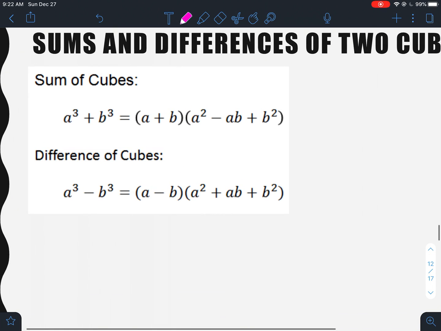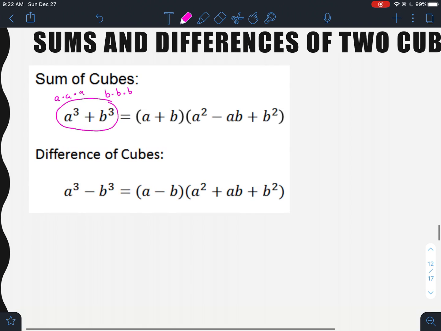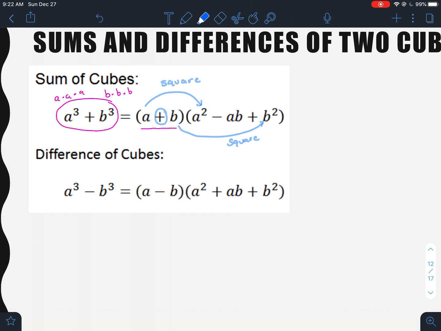All right. So here are the formulas for the sums and differences of 2 cubes. If you are adding 2 perfect cubes, so a cubed plus b cubed. A cubed is a times a times a. B cubed is b times b times b. The first parentheses will be a plus b. So you take the cube root and take the cube root, and it's positive in the middle. And then remember, to get to the second parentheses, you square the first term. To get to the third term, you square that second term.